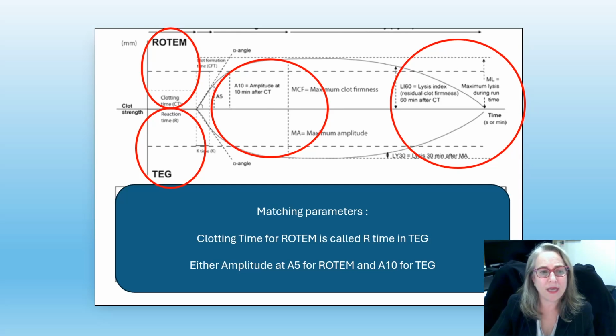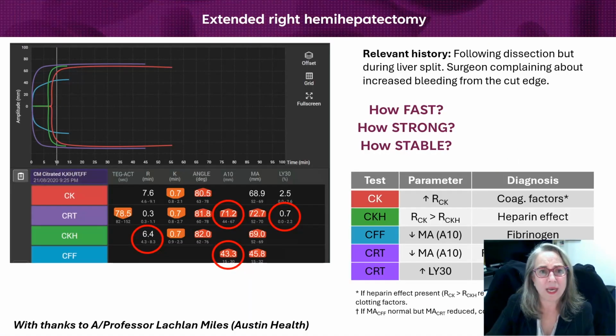Now I'm going to give you a few examples using the TEG. And so just a little reminder that the clotting time, which is what it's called on a Rotem, is called an R time on the TEG, the time for some kind of clot to start forming. And then the amplitude at 5 minutes for a Rotem is equivalent, well, they don't use 5 minutes at TEG, they often use a 10-minute A10 or a maximum value, but the A10 is usually looked at in a TEG. And then there's the lysis, well, that's the same, although it is measured slightly differently. I'll mention that in a minute.